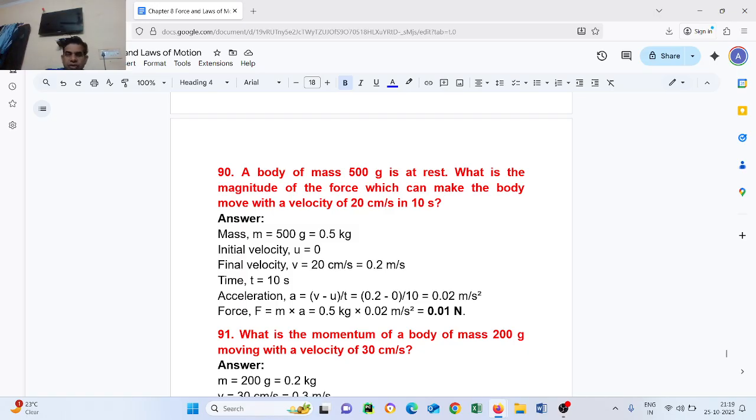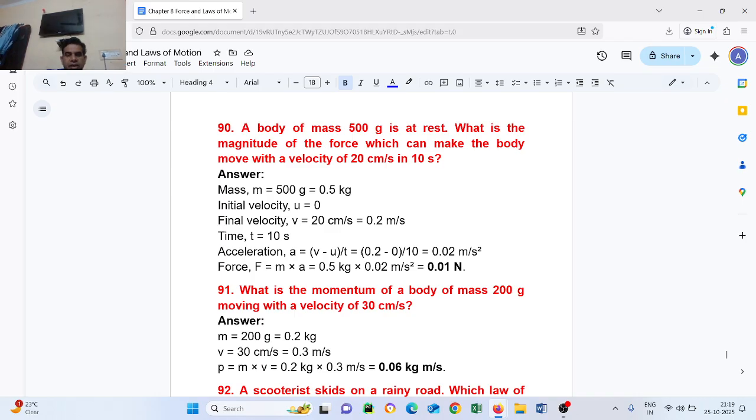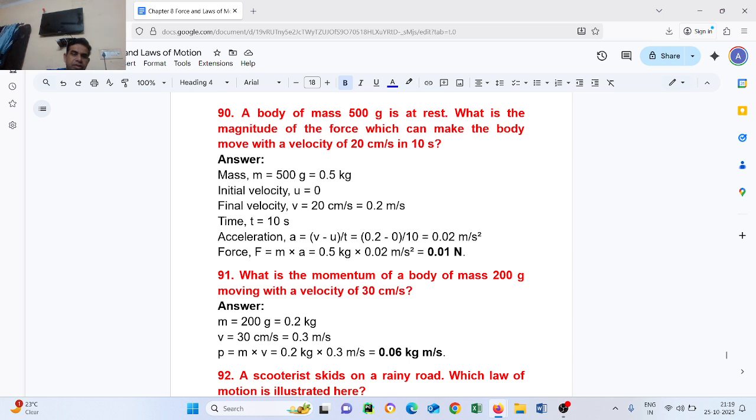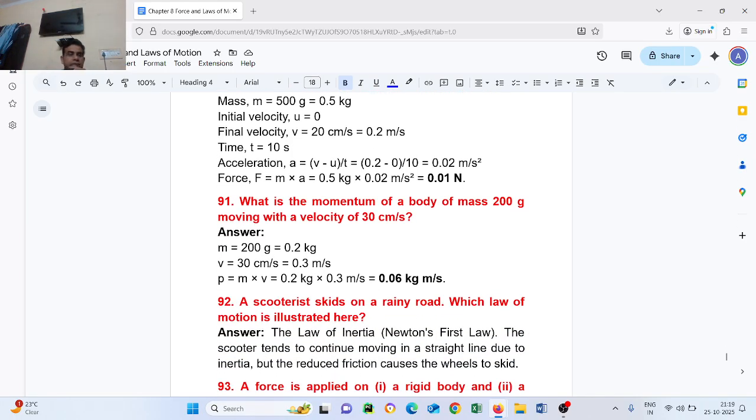Question number 91. What is the momentum of a body of mass 20 gram moving with the velocity of 3 centimeter per second? Answer: m equals 20 gram, 0.02 kg. v equals 3 centimeter per second, 0.03 meter per second. P equals m into v, equals 0.0006 kg meter per second.